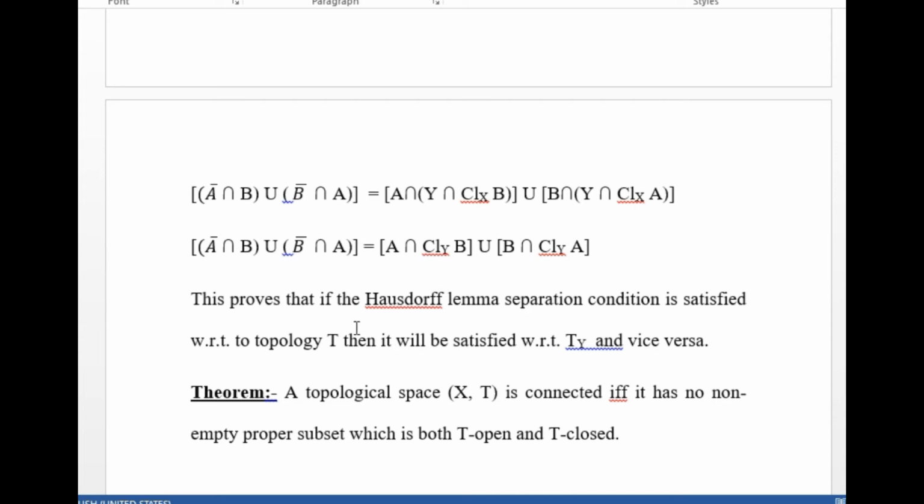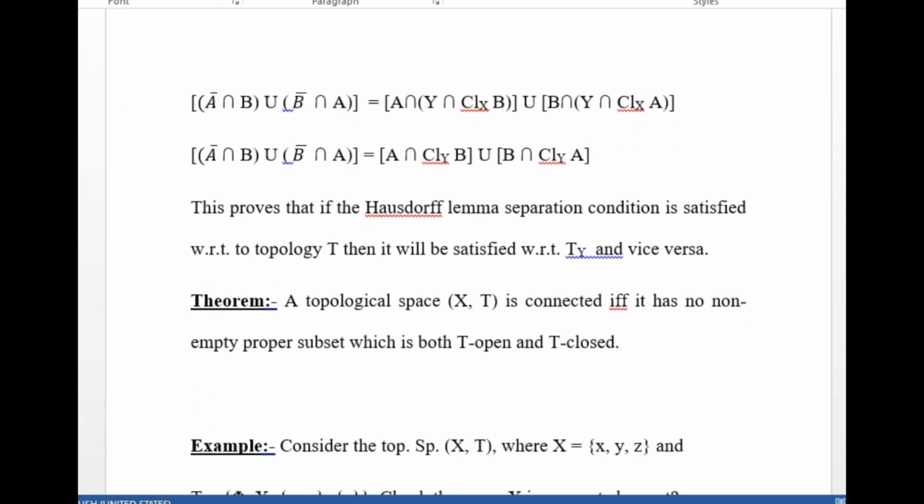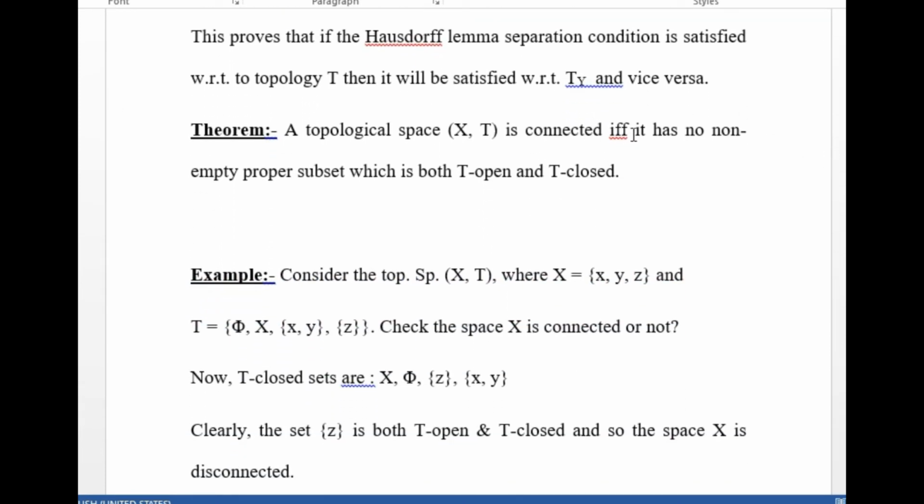Okay. Now come on to the very important theorem. Theorem: a topological space (X, T) is connected if and only if it has no non-empty proper subset which is both T open and T closed. For this, consider the topological space (X, T) where X contains three elements x, y and z, and T is a topology defined on X. T is equal to {phi, X, {x, y}, {z}}. Check whether the space X is connected or not.